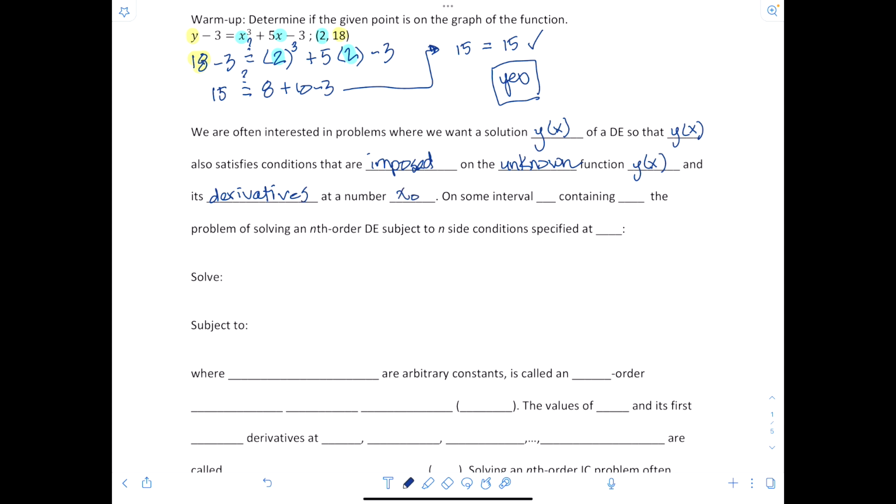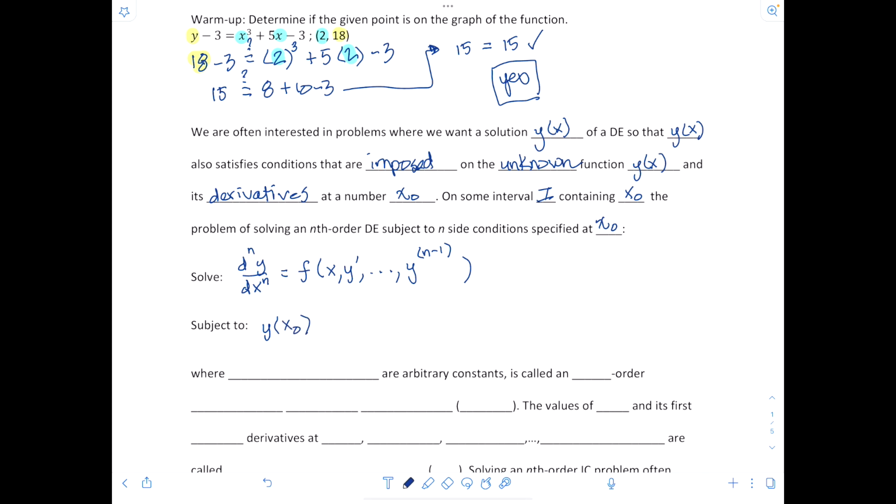At a number x0 on some interval I containing this x0, the problem of solving an nth order differential equation subject to n side conditions specified at x0 would be: we want to solve the nth derivative of y with respect to x equal to, in just a general format, lowercase f of x, y, y prime, all the way down to the n minus first derivative. And now it's subject to conditions.